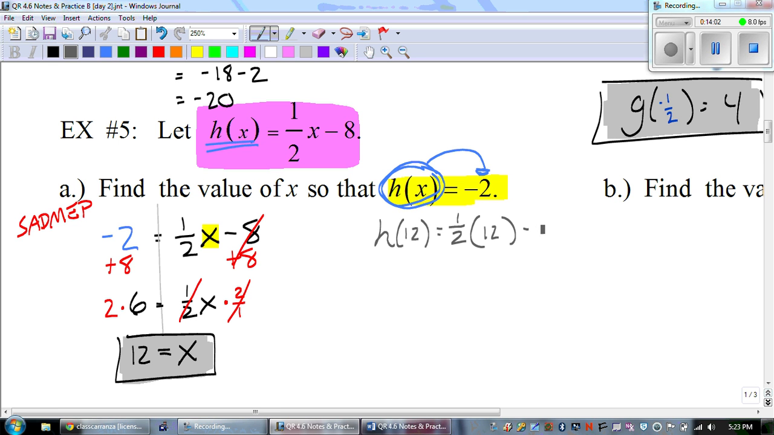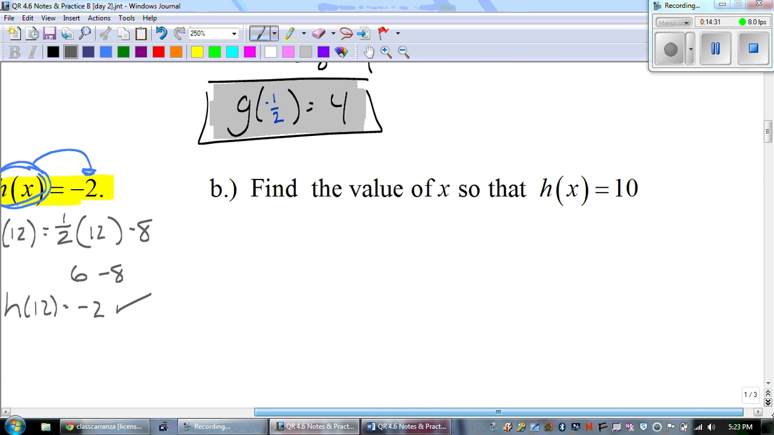So I'm starting off with our original equation, and let's see what happens. As we're solving right here, half of 12, what's half of 12? Yeah, half of 12 is 6, and then 6 minus 8 is -2. So h of 12 equals -2. Now, you don't have to do that. That's just Mr. Grice making sure I got the right answer.